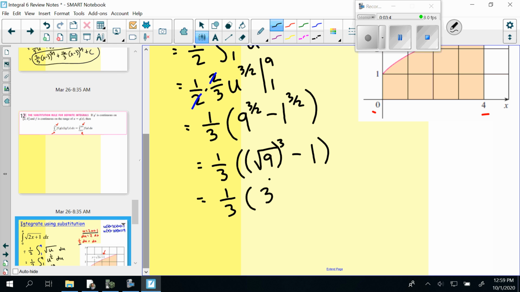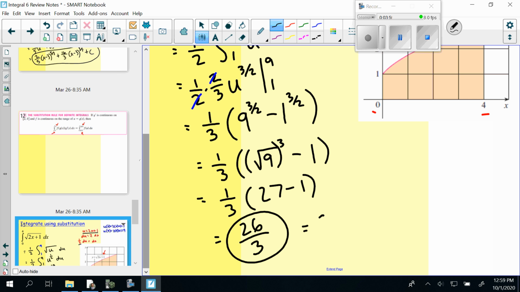And so now you've got, this would end up being 3 to the 3rd power, which is 27, minus 1, so we get an answer of 26/3. So that would be the exact answer, which is the same as 8 2/3, and we had said that area should come out to be a little bit more than 8.